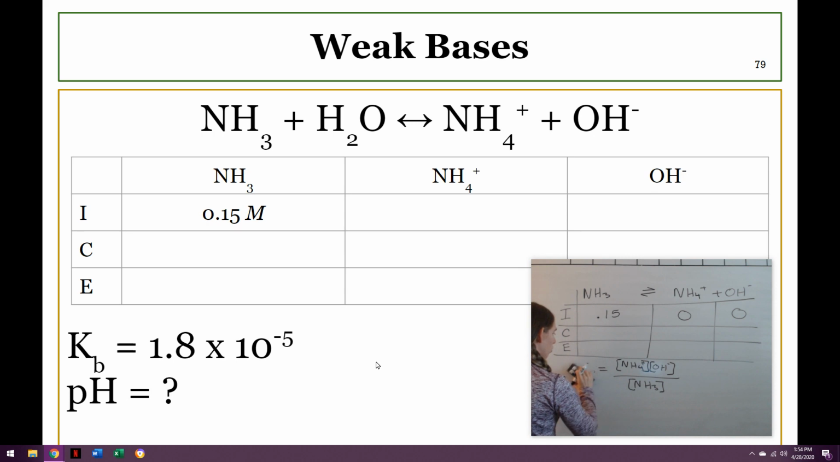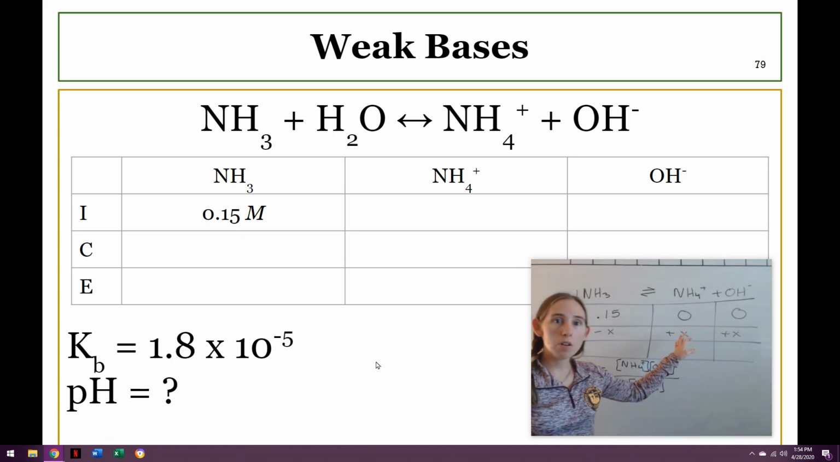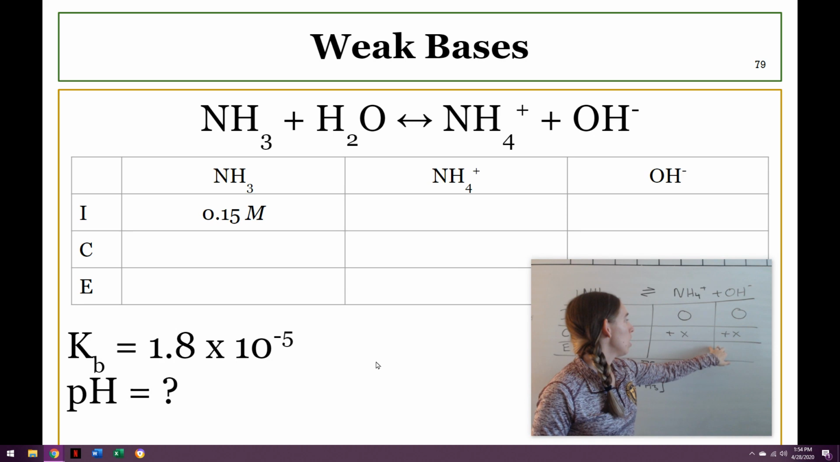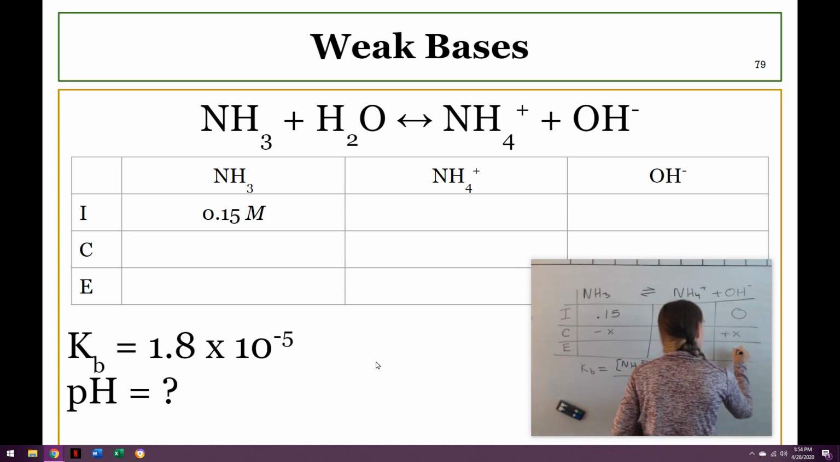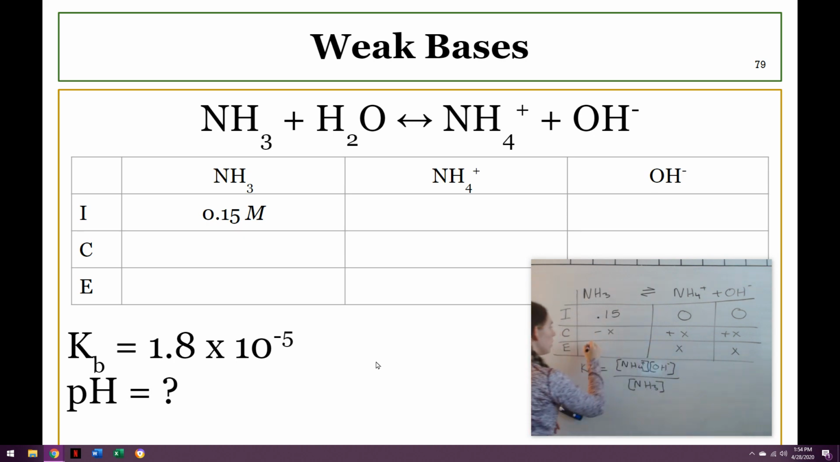Okay, oh yeah, this is interesting. Here, well, I'll keep that there. So we have minus x, plus x, plus x. And x is just because we don't know what the change is. We don't know what our concentrations are. So this is going to be equal to x and x because 0 plus x is equal to x. 0.15 minus x is what your concentration for ammonia is at equilibrium.